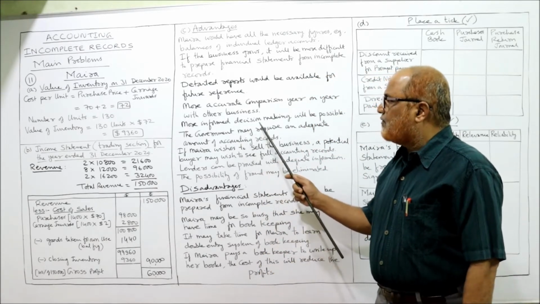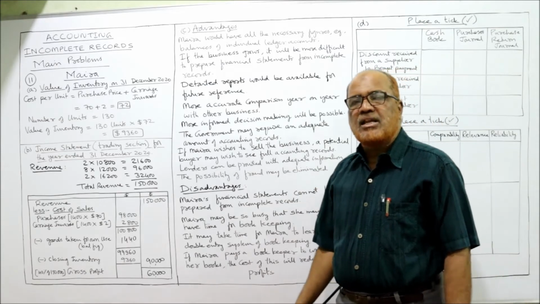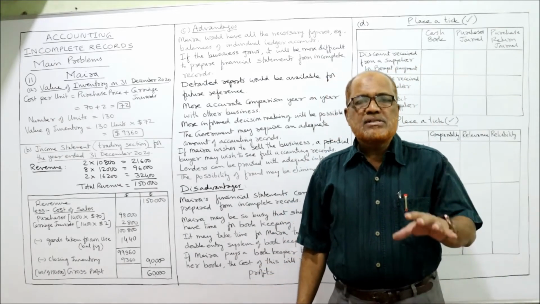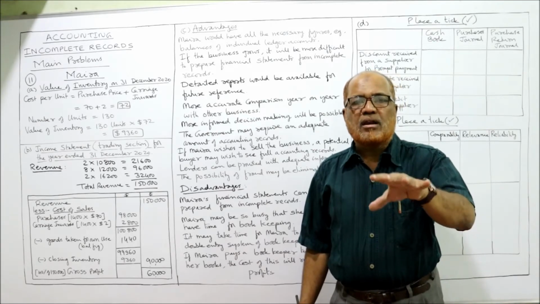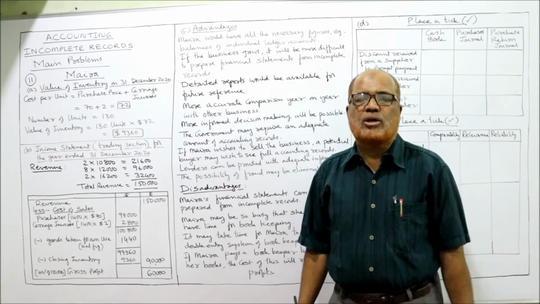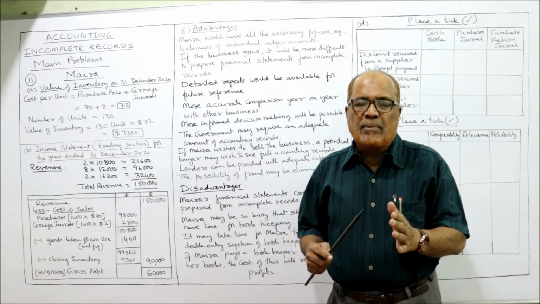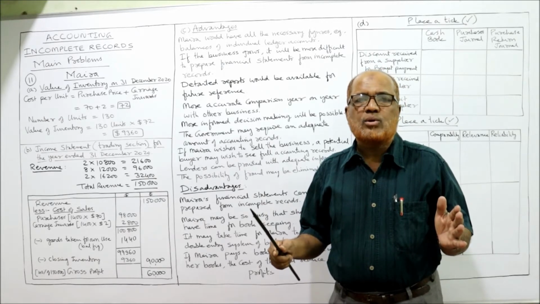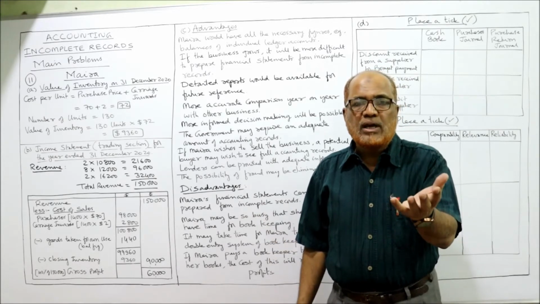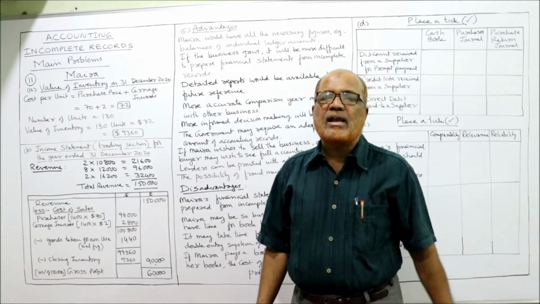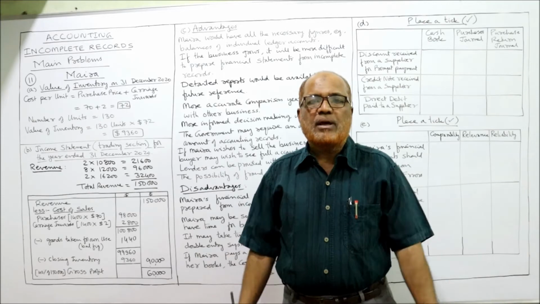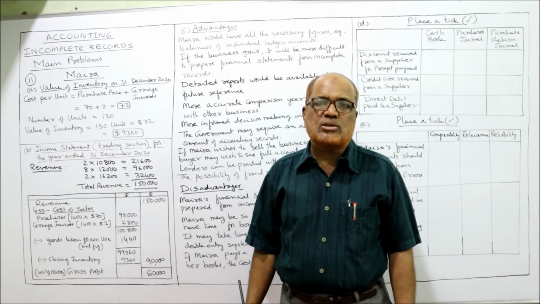More detailed, informed decision making will be possible. Another advantage is that business success depends on decision making, and decision making requires information. So if Myra maintains a complete accounting system, then good, valuable information will be provided, and by using that valuable information, Myra can take very good decisions.